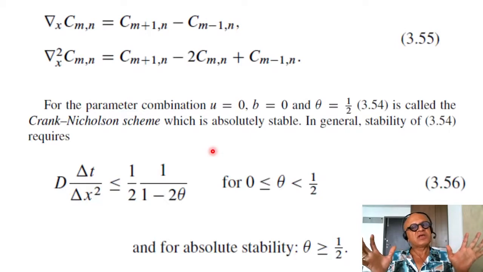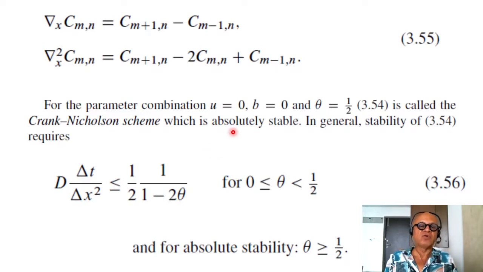All these methods typically are put through a test for convergence, numerical diffusion, and ability to capture sharp fronts and so on, and you can find those in books that are focused on numerical methods like Anderson and Fletcher, which is an old one, but there are now many new ones. So Crank-Nicolson is absolutely stable for u equal to 0, b equal to 0, and theta equal to 1/2. In general, the stability of that equation requires that D times delta t over delta x squared is less than or equal to 1/2 times 1 minus 2 theta.